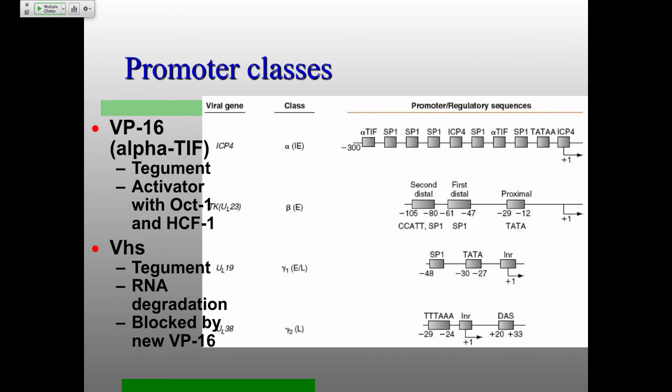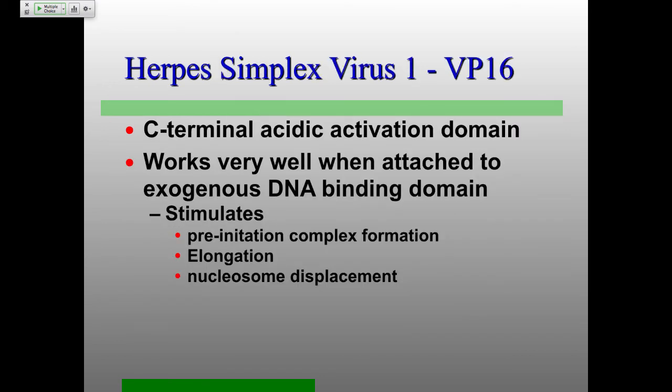Well, why would it be a late expressed protein? Well, because it's in the tegument. It's already there. You don't need to express it. It's something which is already there and already present. So let's talk a little bit more about VP16. Again, it's one of the best transcriptional activators anyone had ever found.